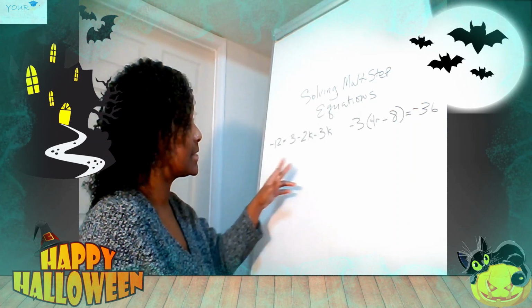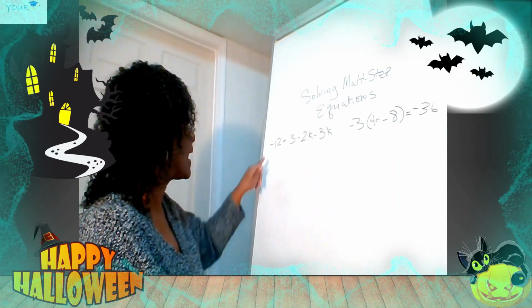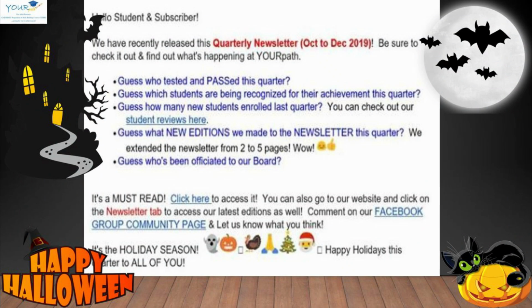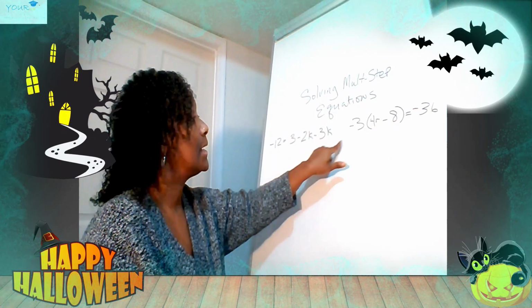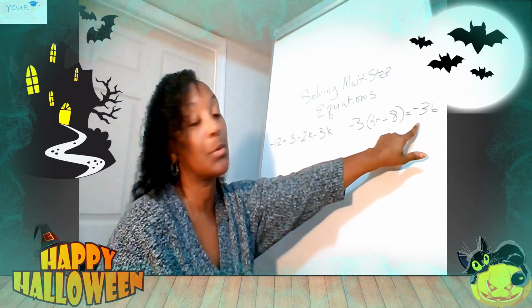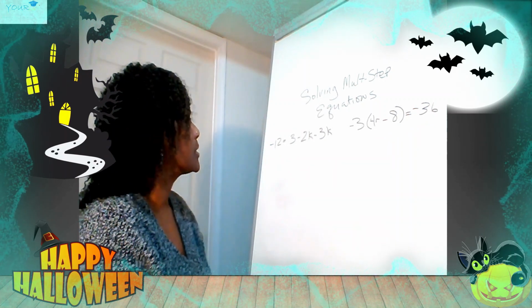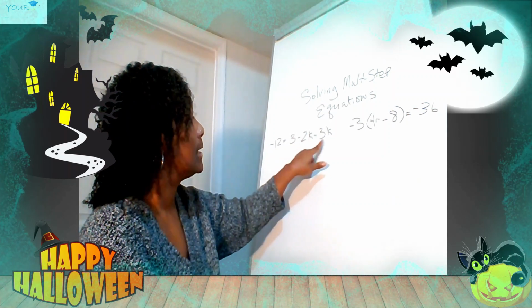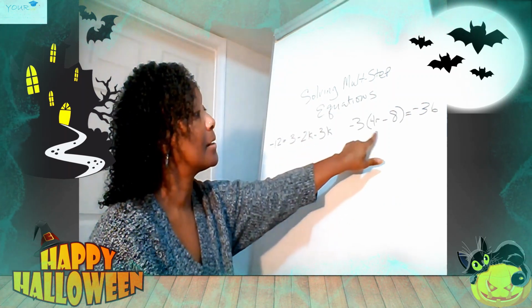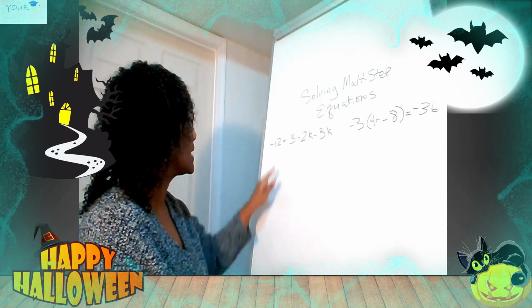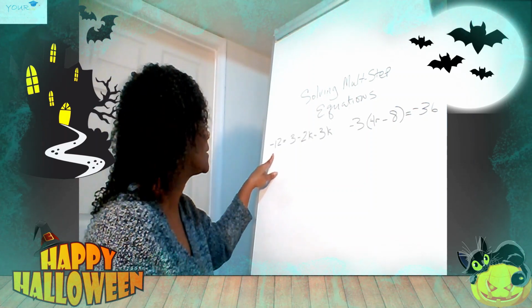So now for these two examples here we have on the board, we have negative 12 equals 3 minus 2k minus 3k. Here we have negative 3 times 4r minus 8 equals negative 36. In these two expressions, they are different in that here we have like terms, and here we're going to be required to utilize the distributive property. So now let's talk about our first equation.